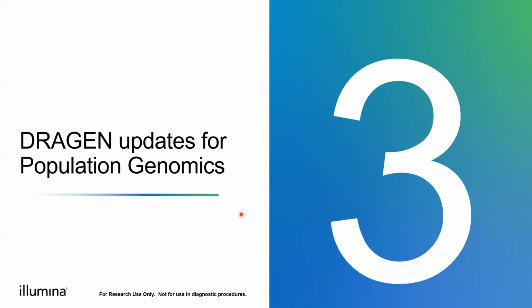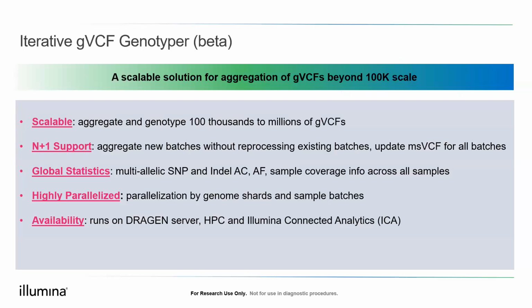Okay, so let's move on to the third big update that we have in this release. This is specifically for what we call population genomics or cohort analysis. Let me set some background on why we are addressing this. One is, of course, we are seeing large population genomics initiatives happening. The cohort sizes are becoming very large. Once cohorts are analyzed, there will be new cohorts that would be done. How do you address that? How do you combine that?